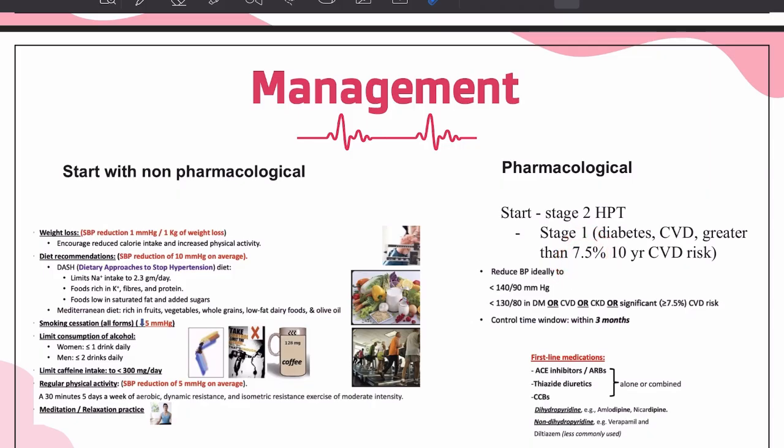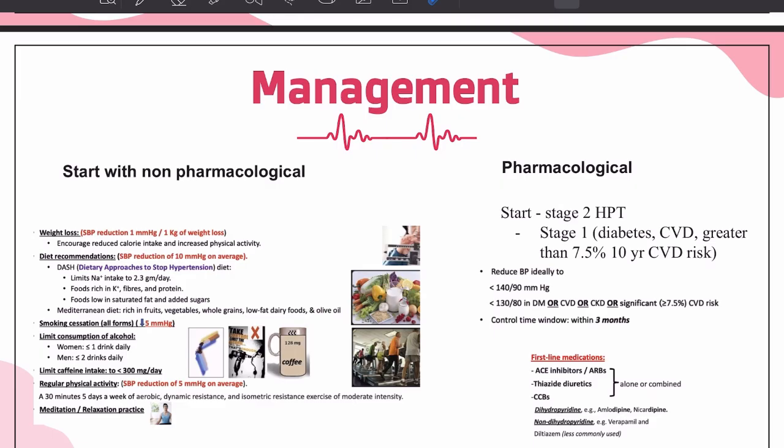So if it's more than 7.5, it's stage 1, you still need to give them pharmacological management. So everyone that's stage 2 starts with drugs, and stage 1 if there are other comorbidities. Ideally, we want to drop blood pressure below 140 and 90, depending on which one is high. But for people that are coming with stage 1, already their blood pressure is 140 or 90. Whereas if they're coming with stage 2, it's going to be 160 or 100.